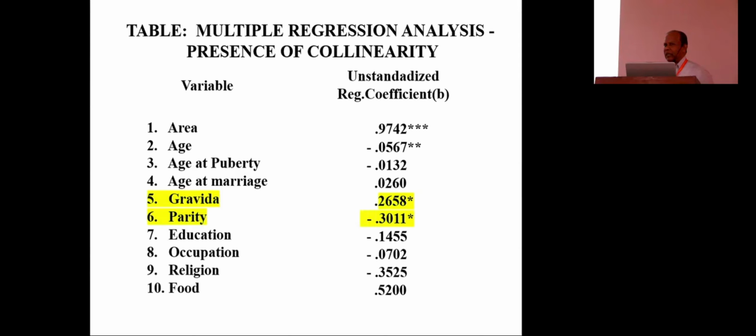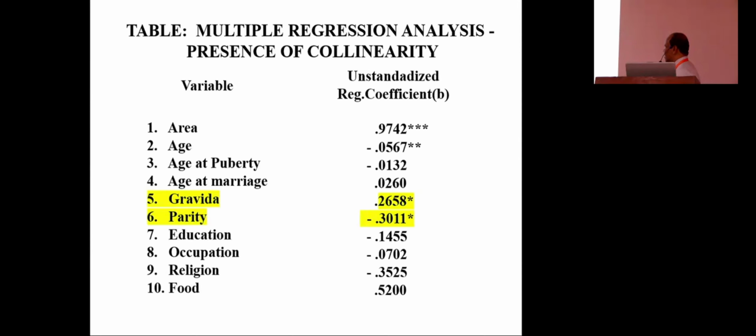One unit change in your gravida, one more pregnancy in your life. How much change in the cycle length? 0.26 days change. So I would expect similar results in the parity as well. Do you agree with me? Because they're all similar, except the abortion.